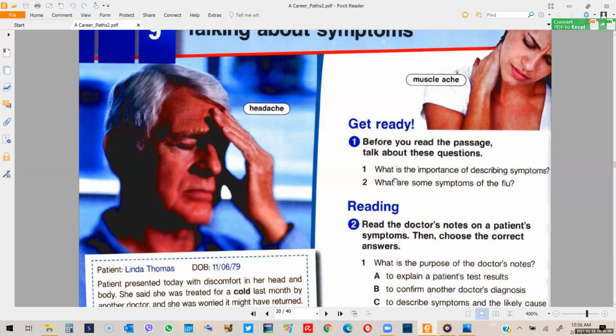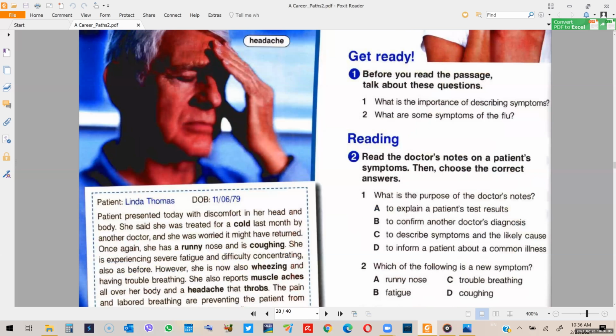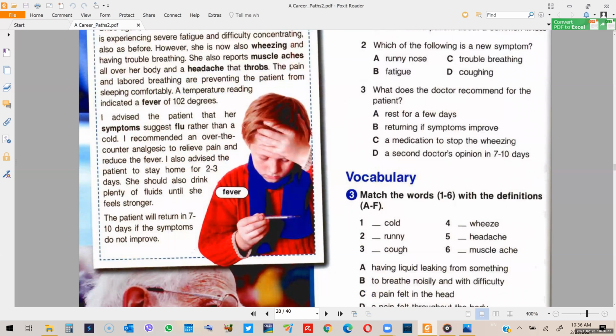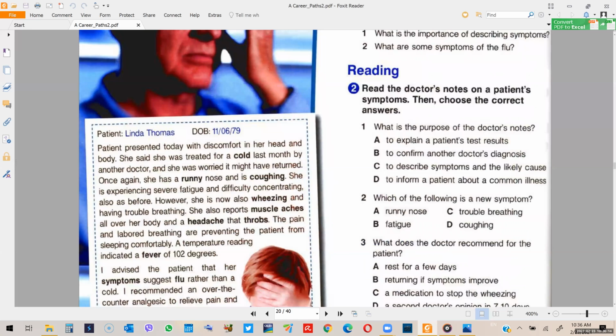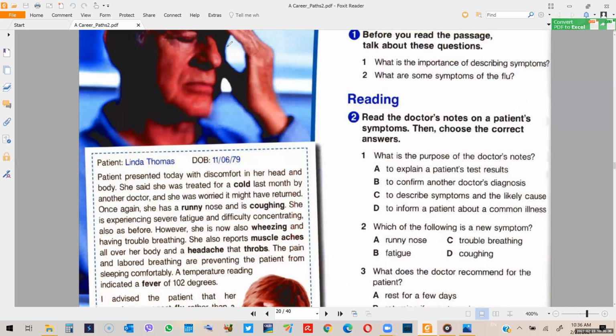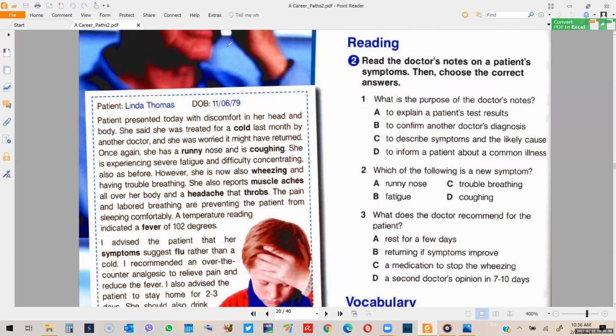What are some of the symptoms of the flu? As you heard here, she has a headache, throbbing pain, muscle aches around her body, and of course she has a fever, 102 degrees. That means, I think, the degrees she's talking about are Fahrenheit here. So she's around 40 degrees Celsius, which is, of course, too high as a fever. Now we have reading, then we have to answer these questions.